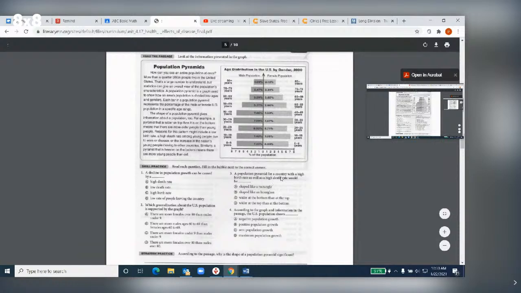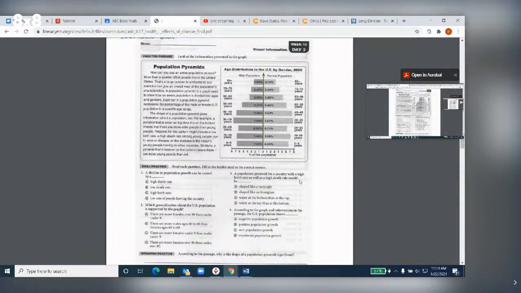This one says a population pyramid for a country with a high birth rate as well as a high death rate would be. So that would be high birth rate, which would be at the bottom because a lot of people are being born. So that 0 to 9 is going to be wide. And then high death rate, basically, it's going to be kind of narrow. So it'd be wide then narrow. Wide then narrow is like a pyramid, because a pyramid is narrow at the top and wide at the bottom.